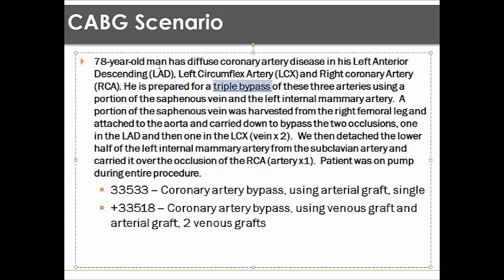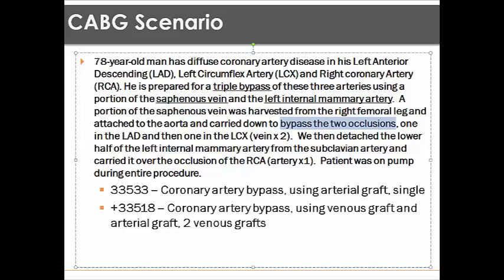So I know they're going to be bypassing 3 either veins or arteries. Of these 3 arteries, using a portion of the saphenous vein, so I know they're going to use a saphenous vein, and they're going to also use the left internal mammary artery. A portion of the saphenous vein was harvested from the right femoral leg, and it was attached to the aorta and carried down to bypass 2 occlusions.